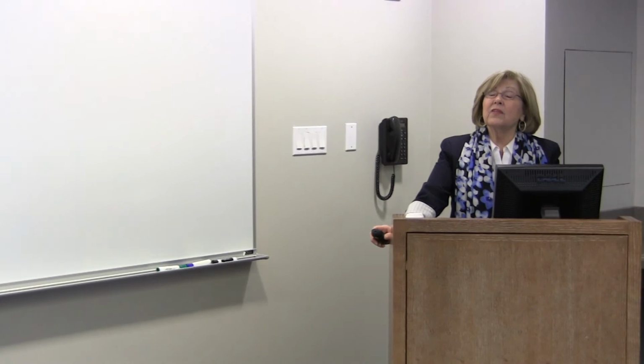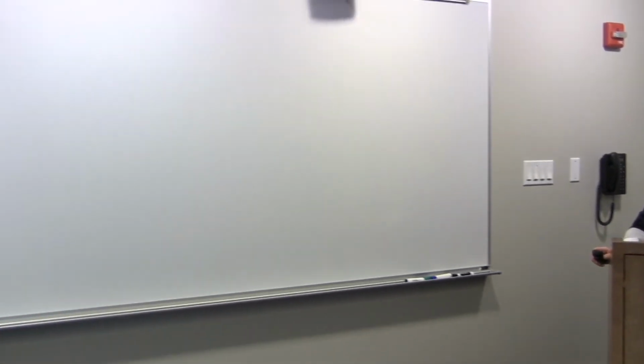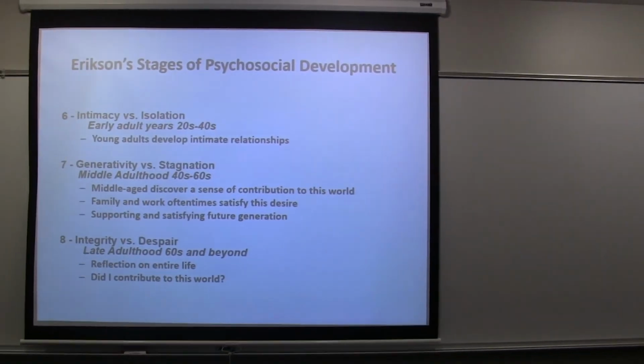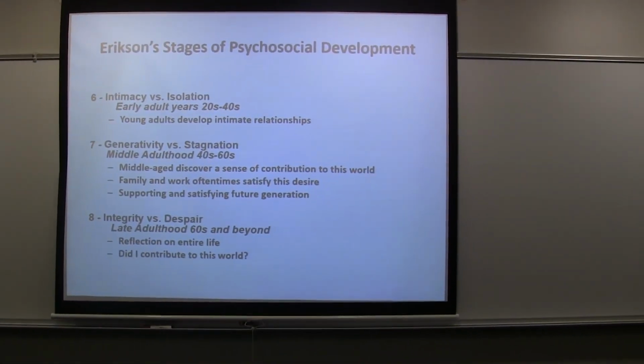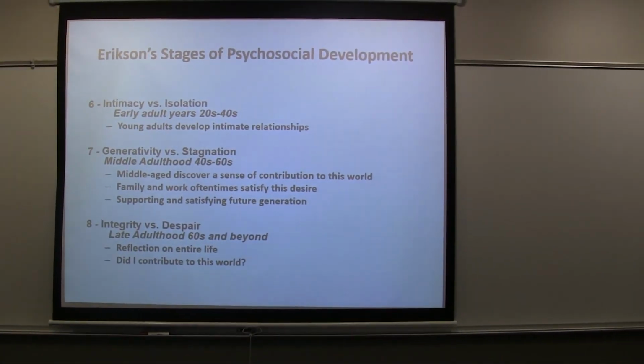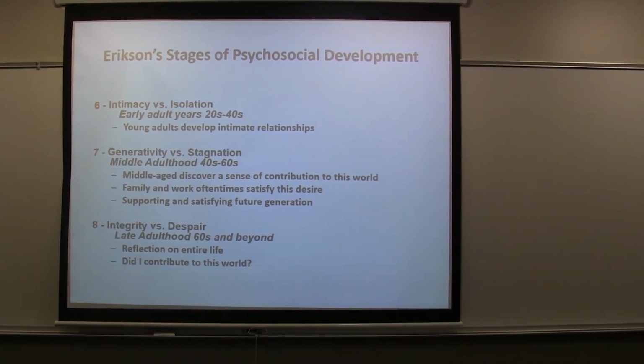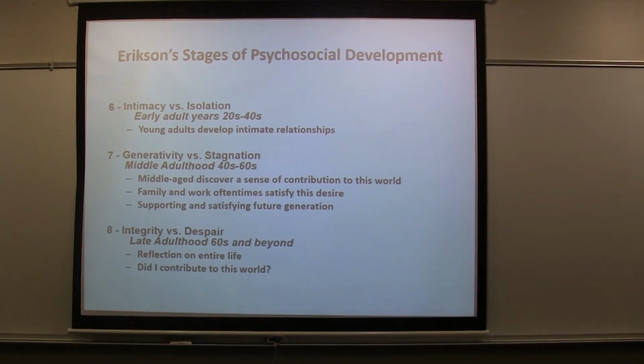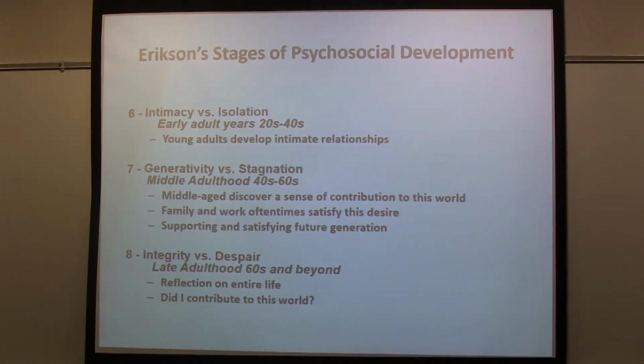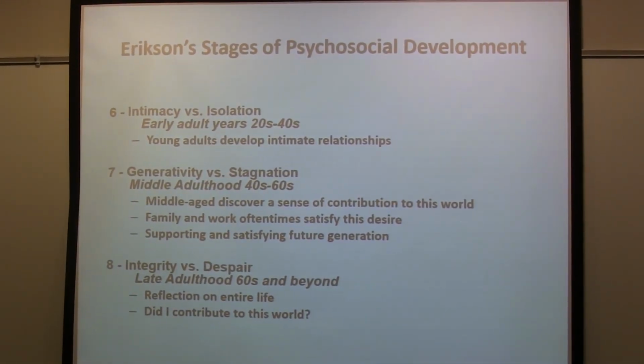So stage 6 is intimacy versus isolation, and these are the early adult years, 20 to 40s. This is when people develop intimate relationships and they begin their own families. They may begin their own families, their careers get launched, and they can move through beginning a career and moving on to become successful. They may even reinvent themselves as they go along career-wise.